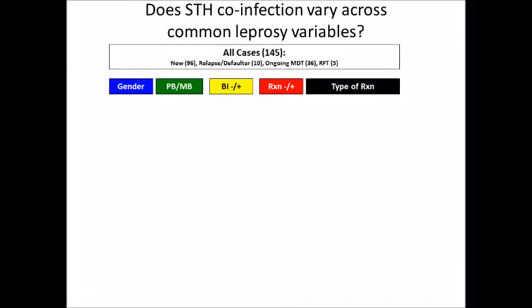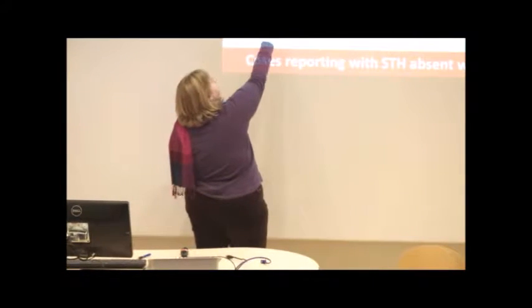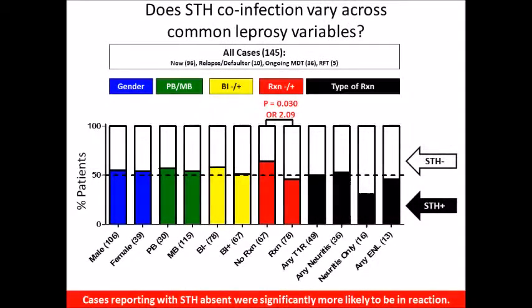So then how do we want to look at this helminth information alongside common leprosy indicators or descriptors? So there's gender, PBMB, which is deciding how to treat the patient based on signs of leprosy, bacterial load, negative or positive if it's detected, whether they have a reaction or not, and then I also broke it down into different types of reactions. So in this graph, I've color-coded gender, male, female. What percent of patients, colored version, do they have soil-transmitted helminths? Clear is clear of soil-transmitted helminths.